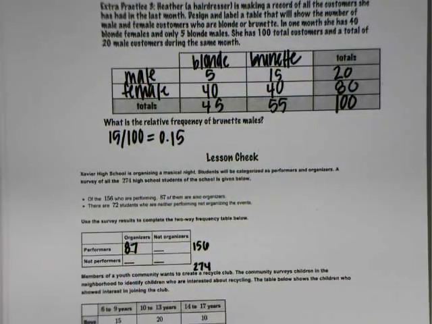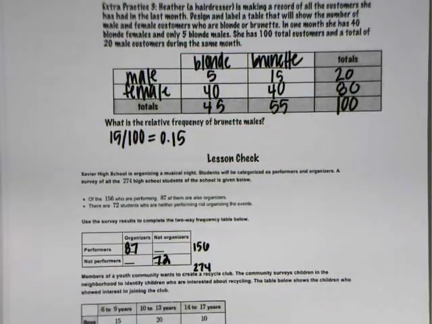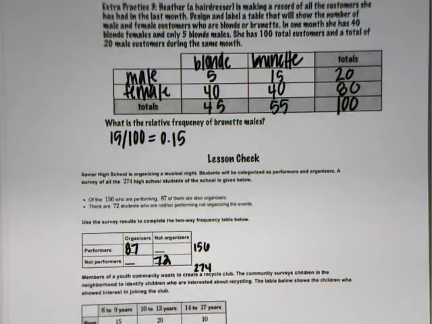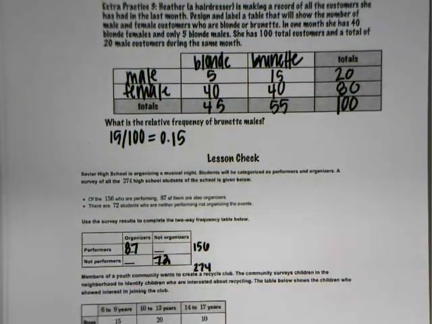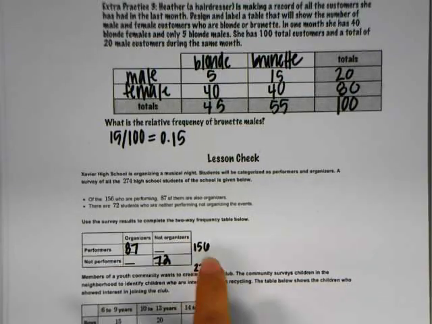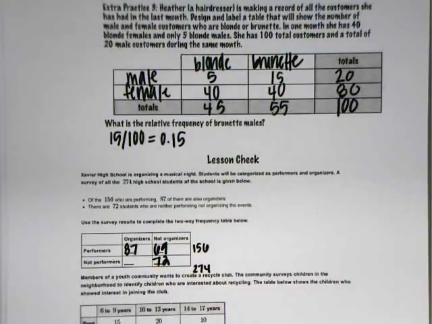There are 72 students who are neither performing nor organizing the event. So not performers and not organizers is 72. So we just have to complete these two values here. So what's this top one have to be if we know that total? Hold on. 156 minus 87? 69. Yes, 69, okay?